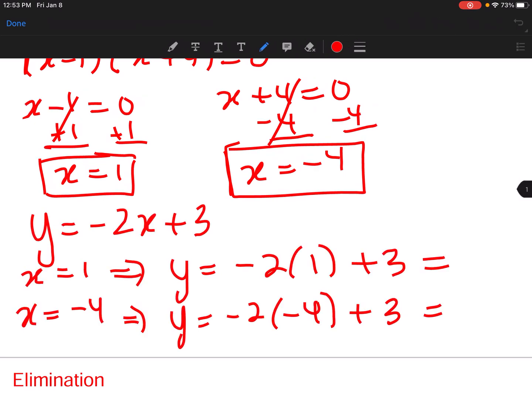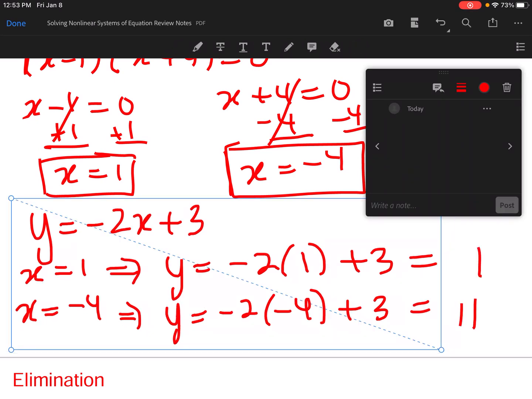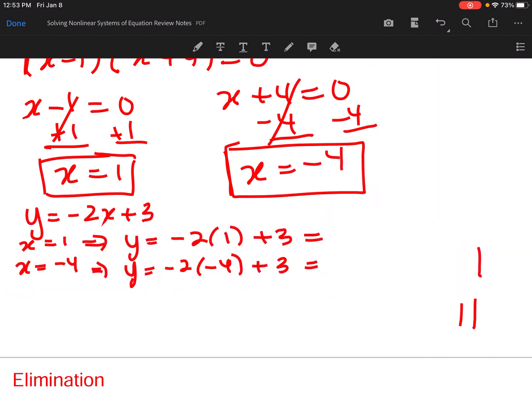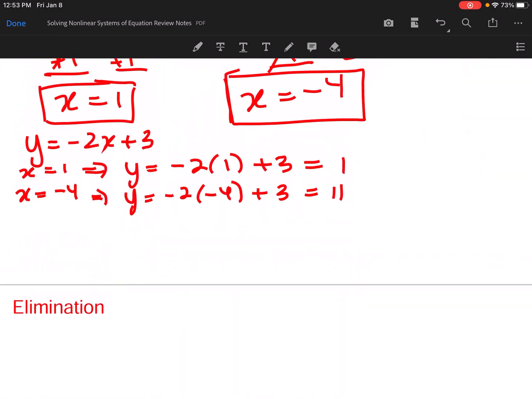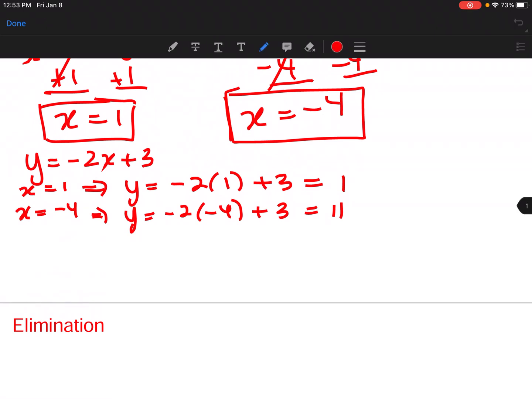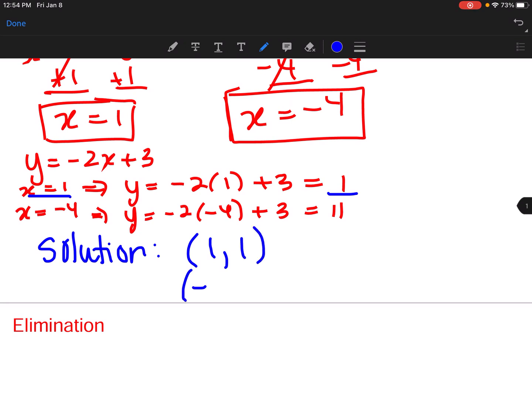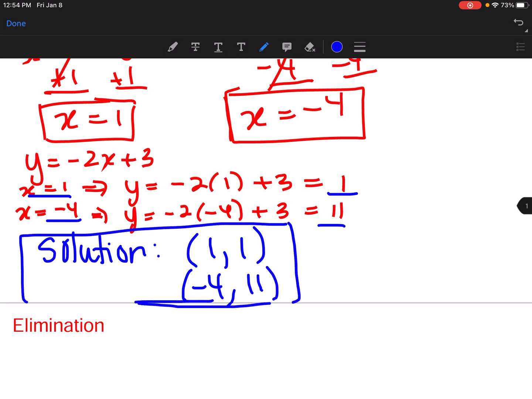When I do that, negative 2 times 1 is negative 2, plus 3 is 1. And then negative 2 times negative 4 is, I mean, positive 8. Positive 8 plus 3 is 11. Therefore, here are my solutions. When my x is 1, my y is also 1. And when my x is negative 4, my y is 11. So these are my solutions for this problem.